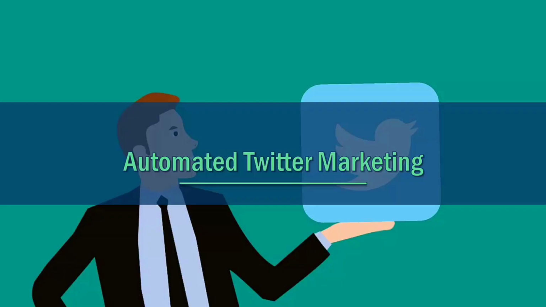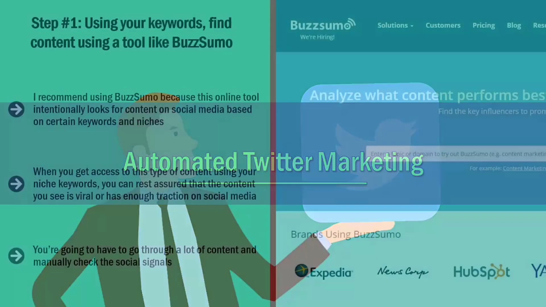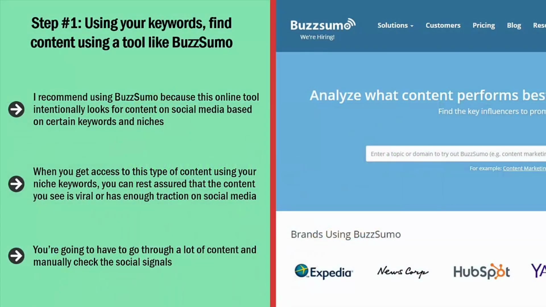Automated Twitter marketing. Follow the step-by-step directions below to set up your own automated Twitter marketing campaign. Step number 1, using your keywords, find content using a tool like BuzzSumo. I recommend using BuzzSumo because this online tool intentionally looks for content on social media based on certain keywords and niches. It then ranks this material based on their social engagement levels.